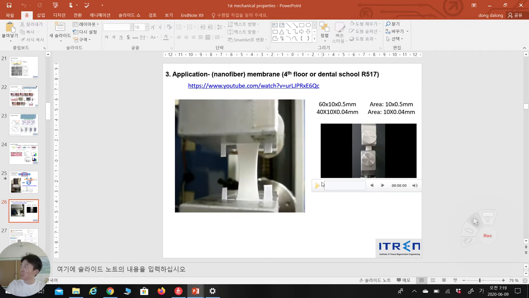Okay, and let's refer to this video. We are making this chitosan-based membrane. So we can find out that this has very high strength. It can resist very high strength.